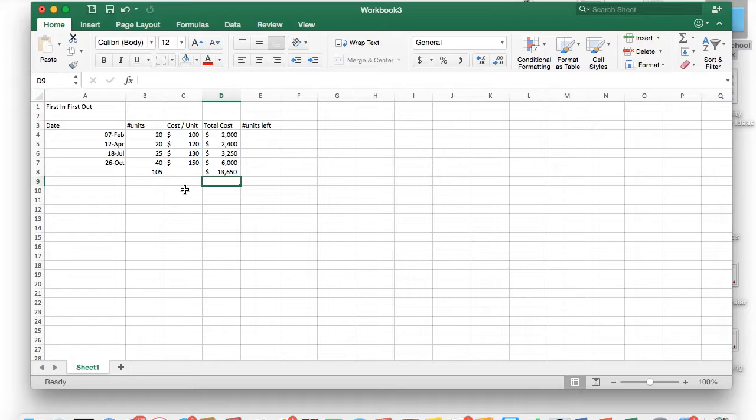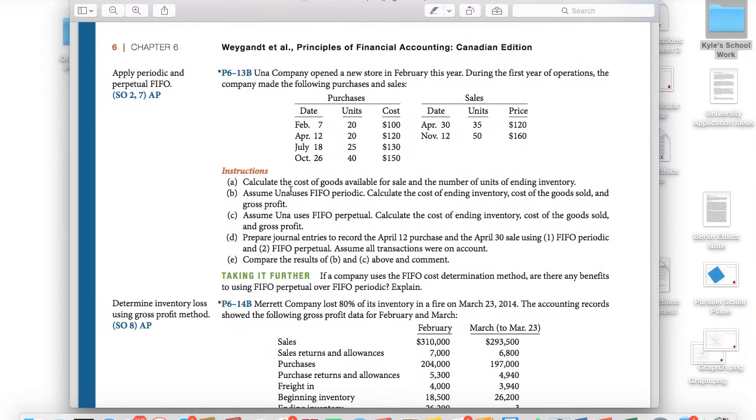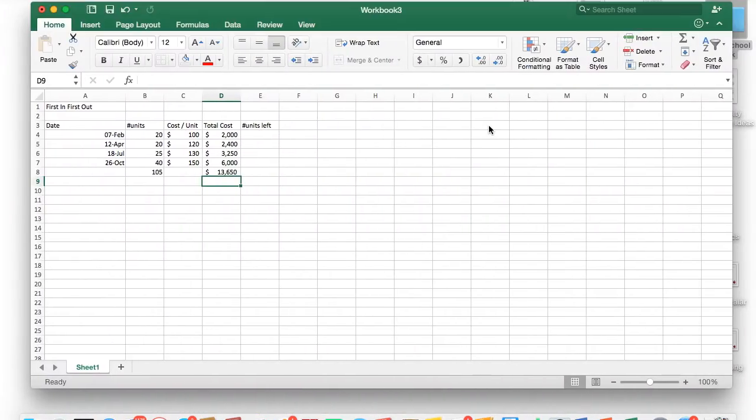Now, the next thing that we want to do is account for these sales. We can see that in between purchases, we have a couple of sales. The first one on April 30th, 35 units were sold for a price of 120. Since this happened April 30th, it happened after the first 2 purchases. Since we're doing first in, first out, both of these can be used in order to account for this sale. So I'll try and show you what I mean.